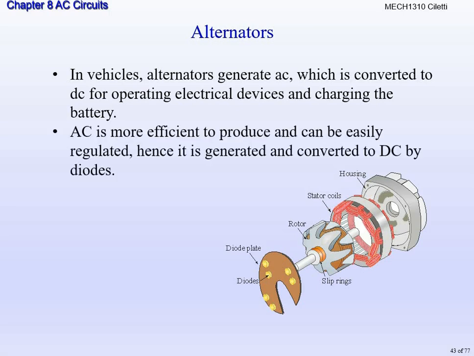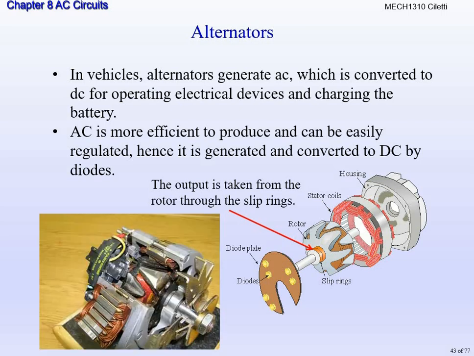So why do we produce AC? It's more efficient to produce and easier to regulate. We can clean those signals up, and then convert it to DC using the diodes to rectify. Just know there are slip rings and things like that. This is what a cutaway of an alternator looks like. You can see the windings on the stator coils, and you can see the rotor and what it all looks like.